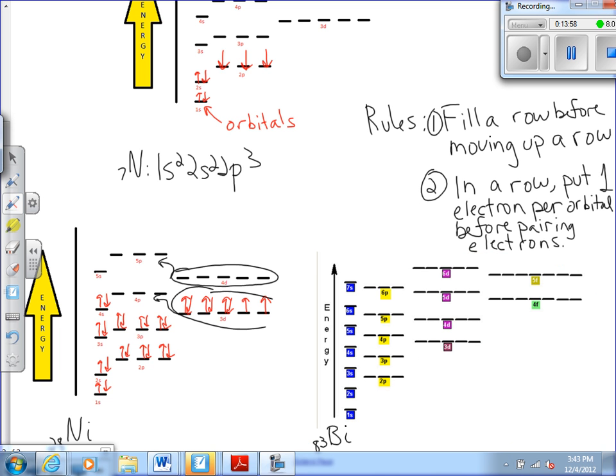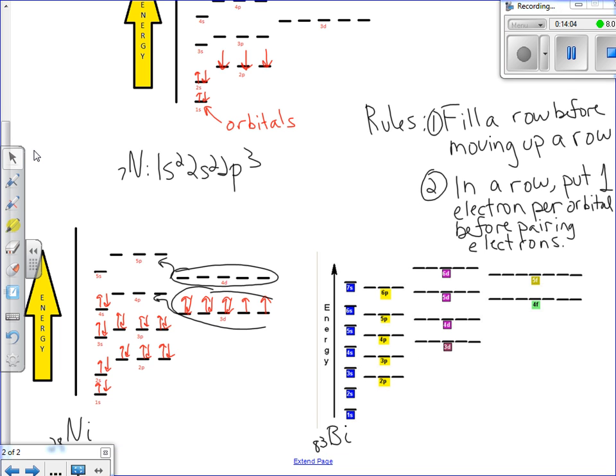And I want you to try filling in all the electrons for bismuth, number 83. There is no shorthand method for doing this. You have to do all 83. So I want you to pause your video right now, and I'm going to fill in the 83. But you should do it on your own. So pause. Okay, here I go.